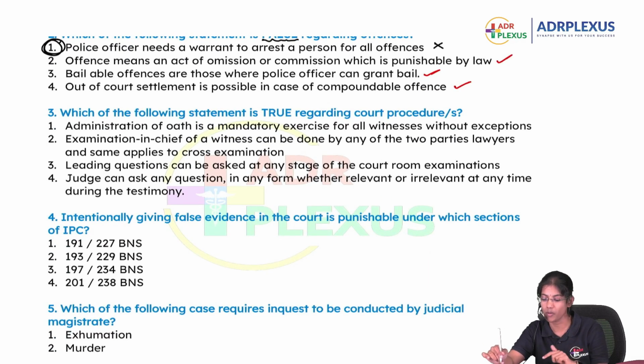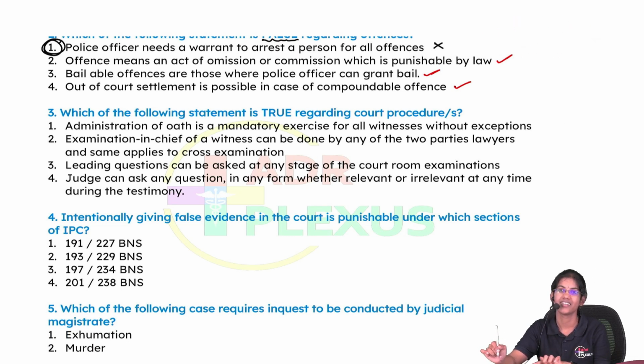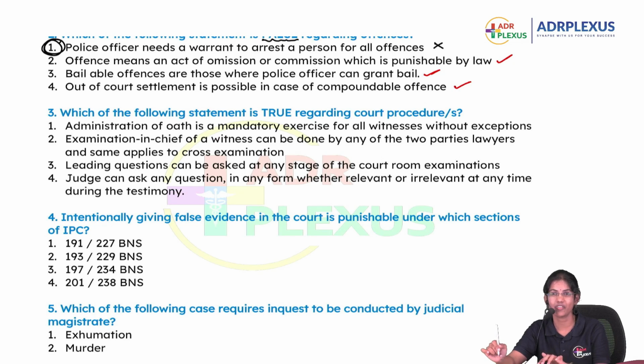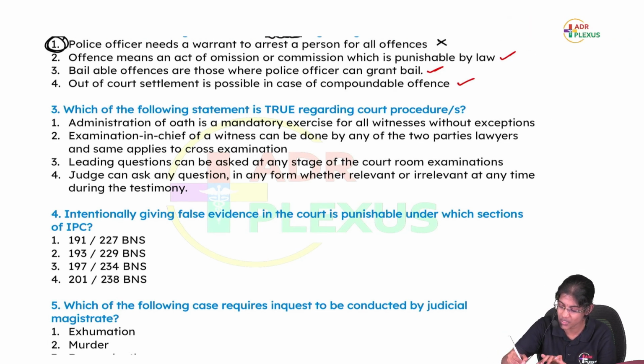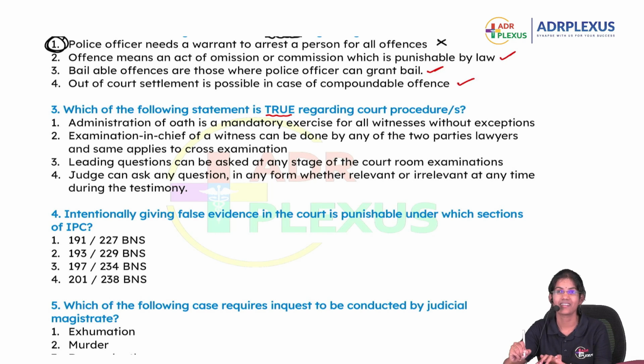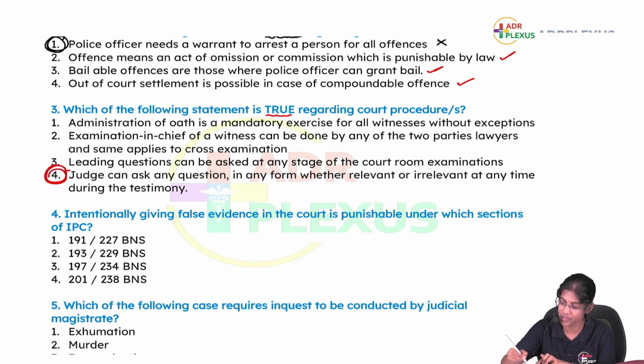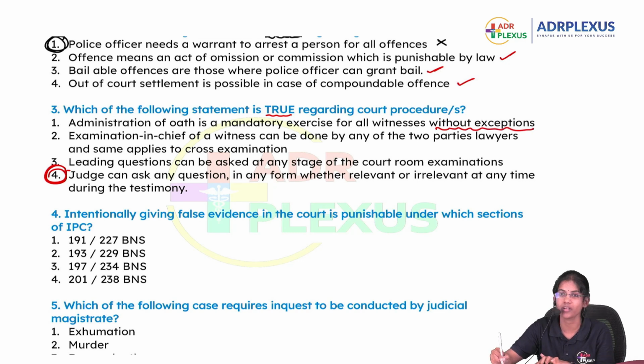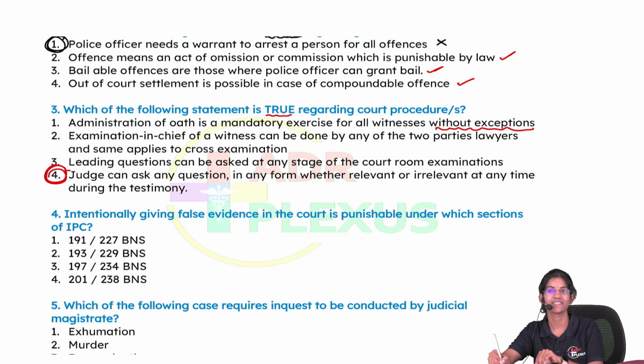Next, the third one. Which of the statements is true about court procedure? They have asked true regarding court. Try answering. I can see only six or seven answers. Yes, 4 is the correct answer. Also remember to see the others. Without exception is wrong. What is the exception we have? Less than 12 years. Very good.